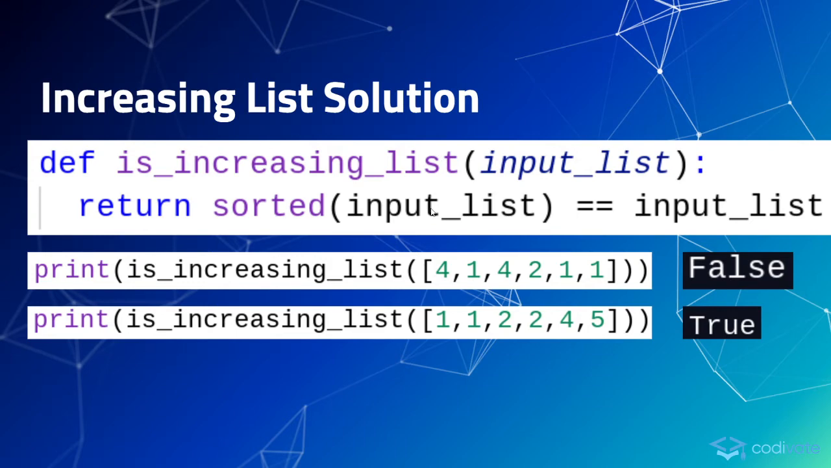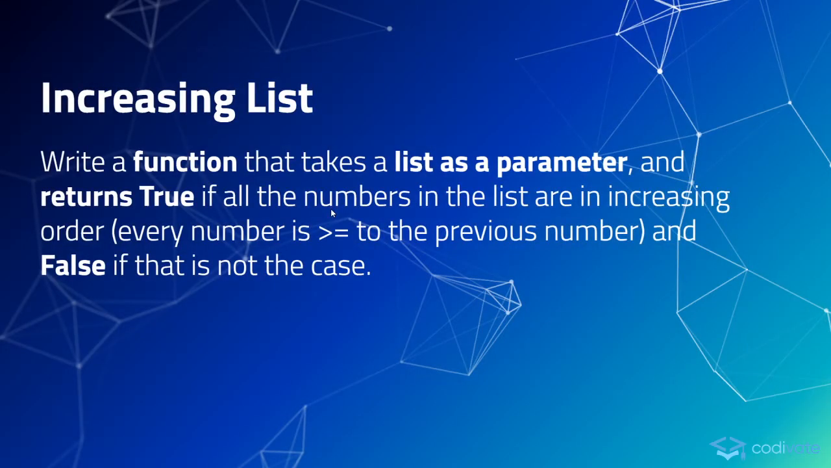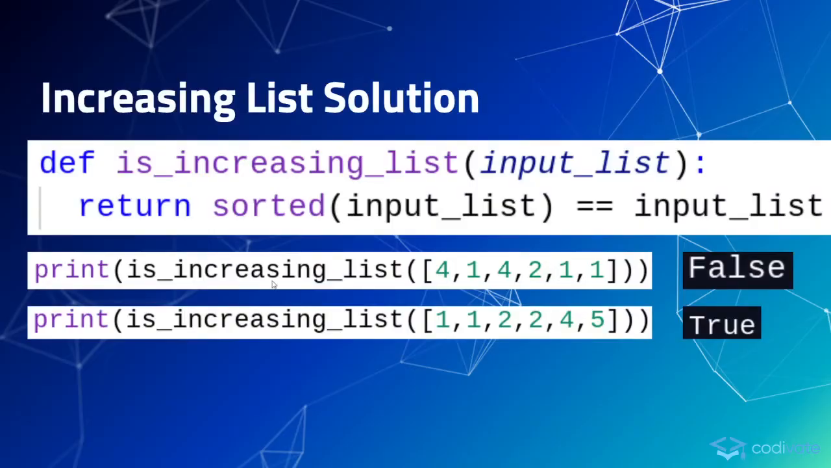But why does this happen? Let's go back to the prompt. We want to make sure that we return true if the numbers are in increasing order. What sorted of input list is doing is it's creating a version of this list where it's in increasing order. So if that increasing order version is equal to the actual list, we know that the list is in increasing order. Because this is a Boolean that will return true if these two are equal. Otherwise, it will return false.